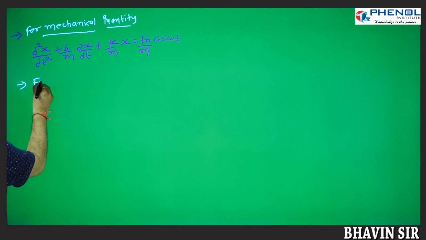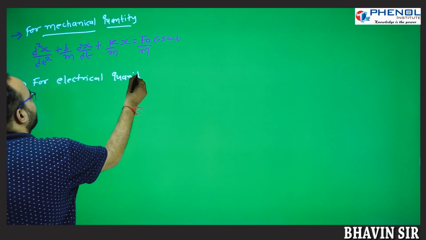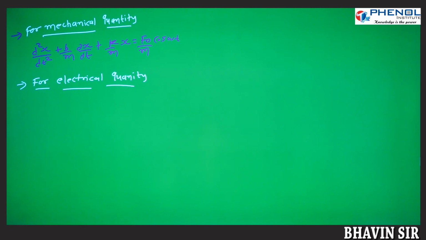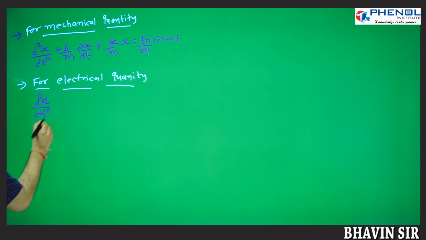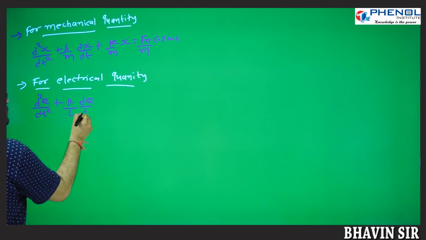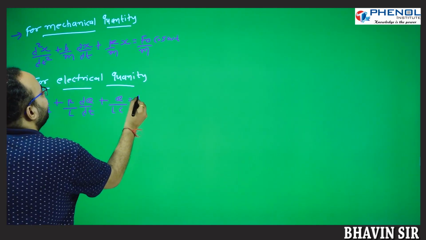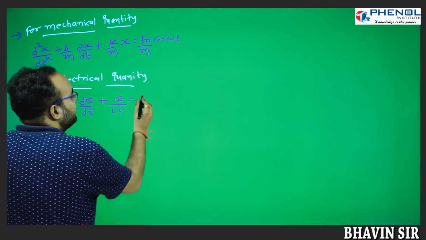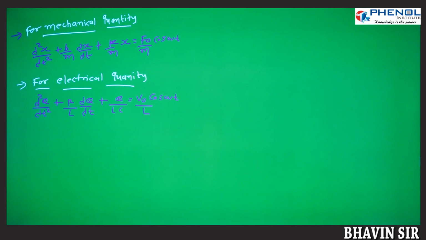And for the electrical quantity, what is the equation? d square q by dt square plus R by L dq by dt plus q by LC. Okay, this we learned in alternating current.